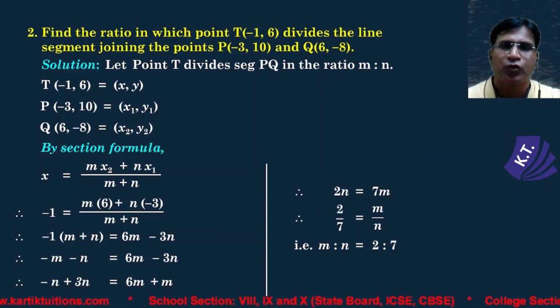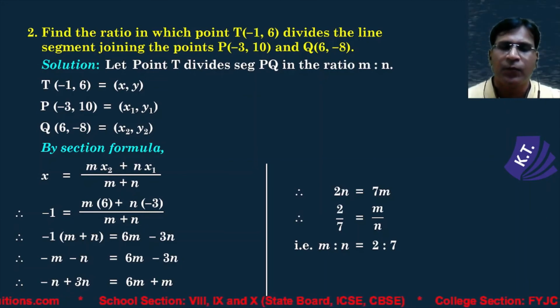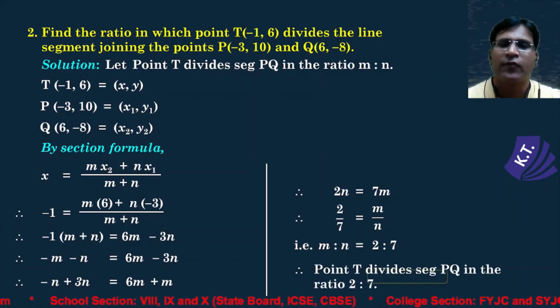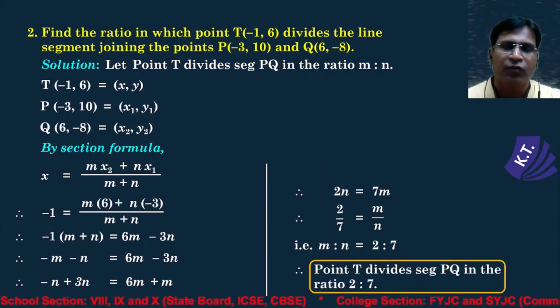So we have got the ratio where the point T divide the segment PQ in a ratio 2 is to 7. I hope you have understood the section formula also.